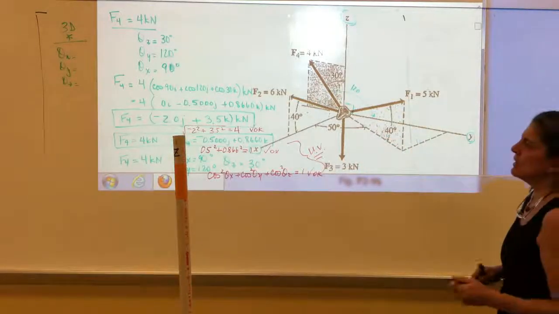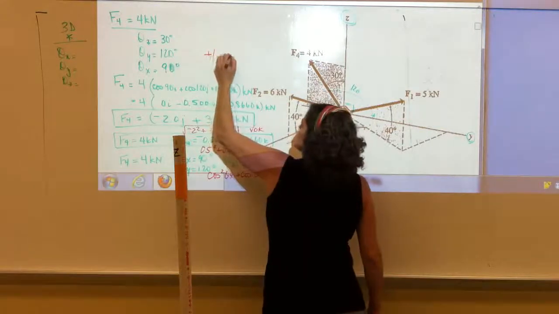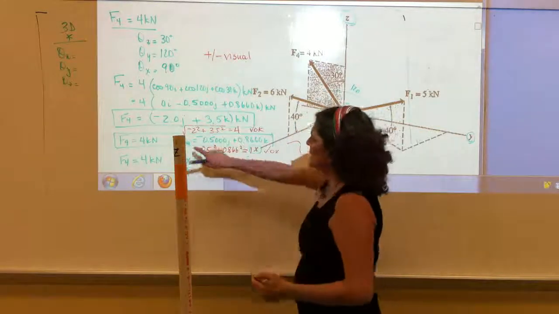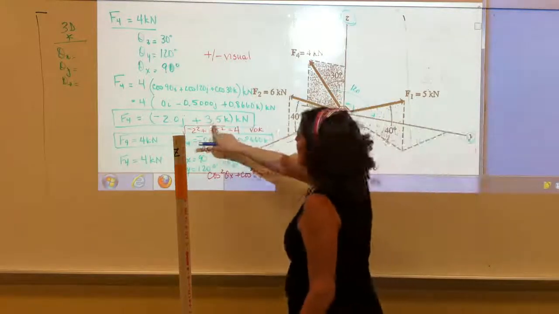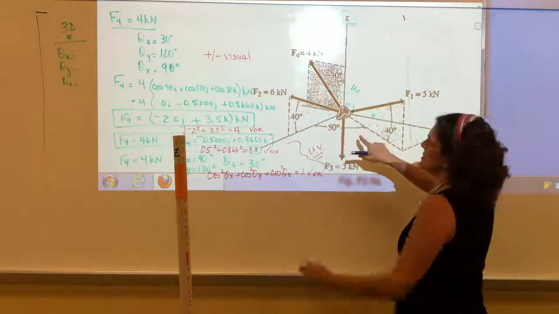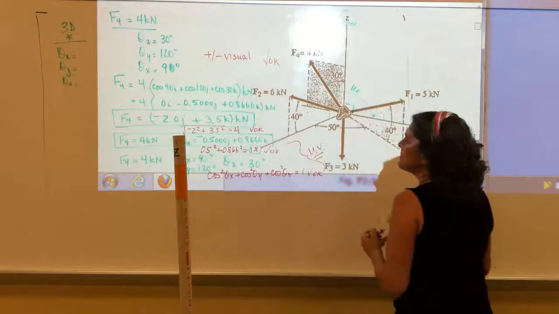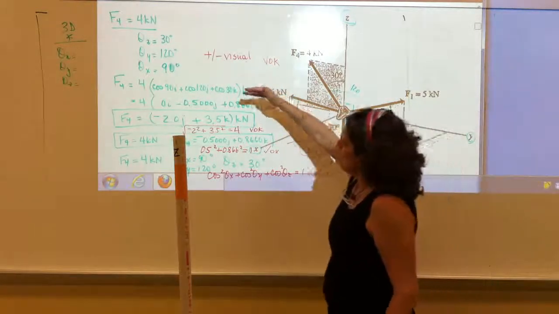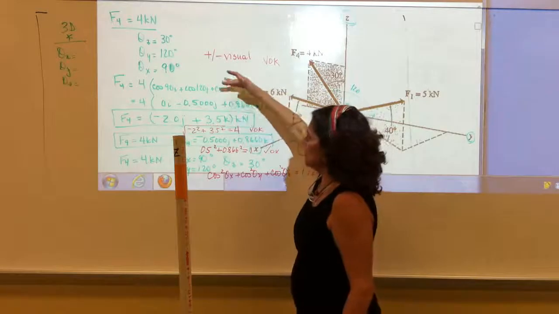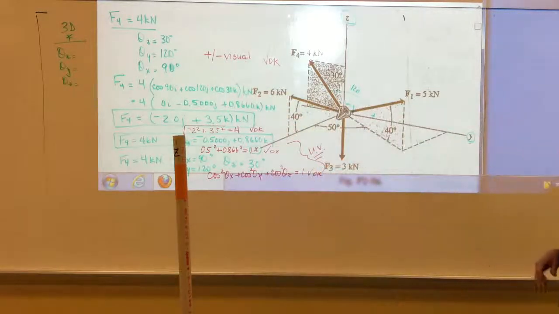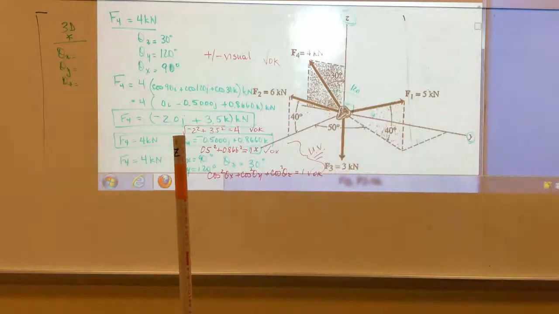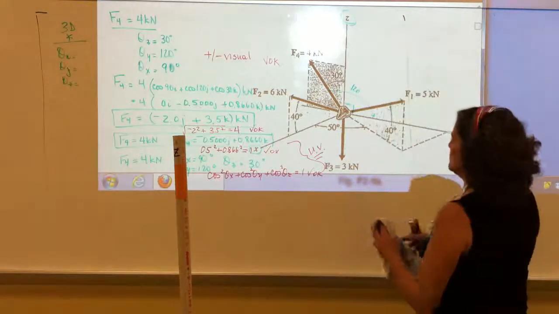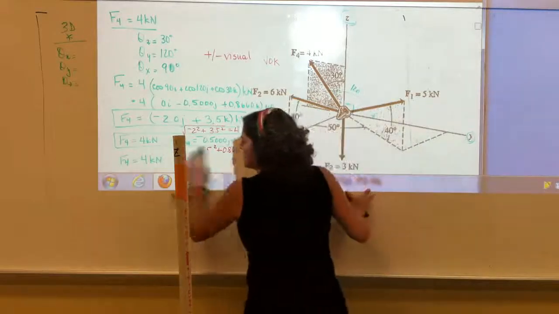What's the last check? We want to do a visual, positive and negative visual check. We've got a negative value in the y. Take a look at the picture. Yes, it should be negative. We've got a positive value for the z. Yes, and we got a 0 for the x. So this is okay. So 1, 2, 3 steps. That's all I want to see. Make sure you do your magnitude check, your unit vector check, and your visual check. Okay, I'm going to erase this, and we're going to do a different force.